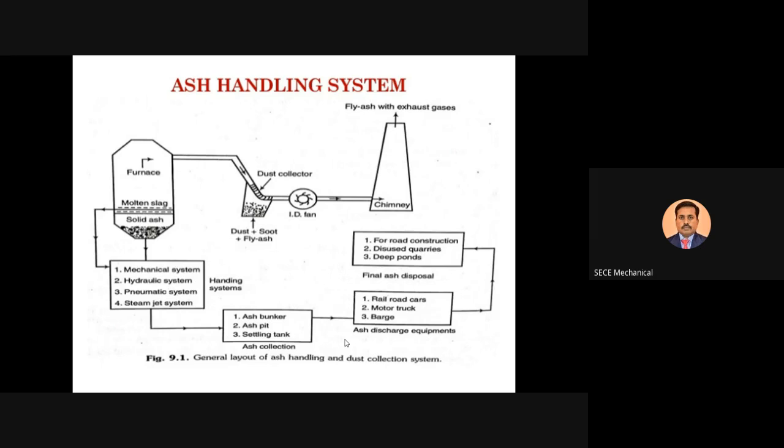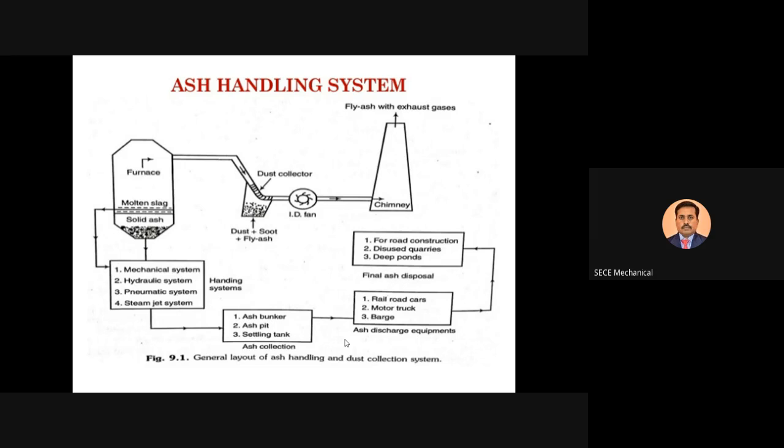Those are converted into small particles. Big size particles, maybe ash particles, may also be present, and those go to the ash handling system. They are converted into very minute dust particles, like salt. Then it goes to the ash collection area with the help of ash bunkers, pit and settling tank. It goes to the truck.